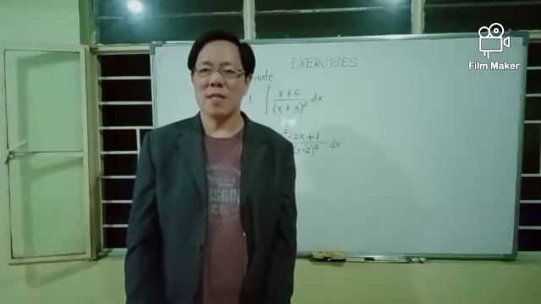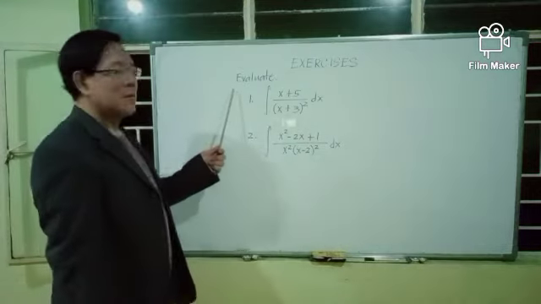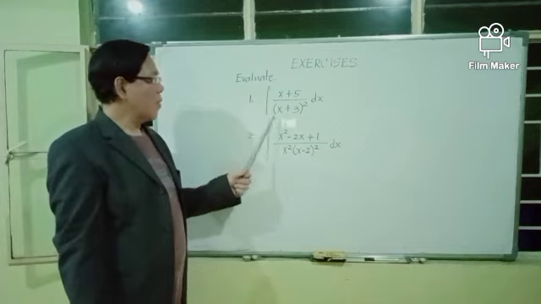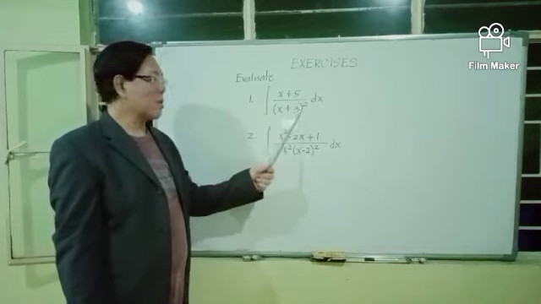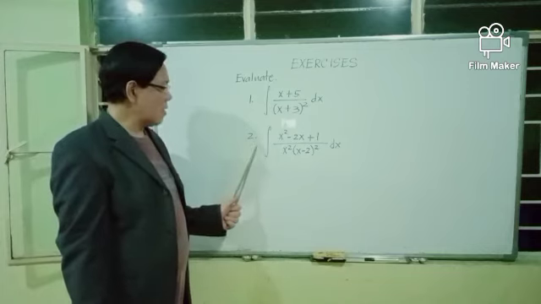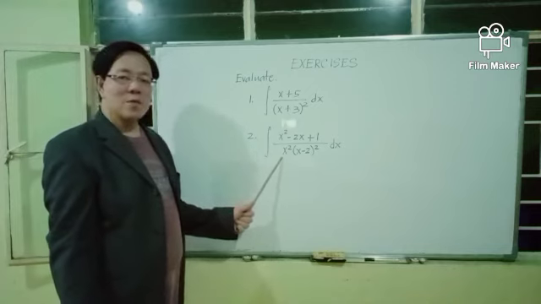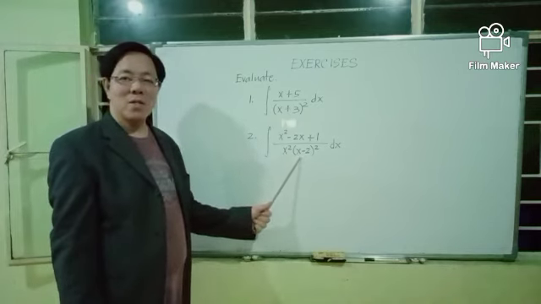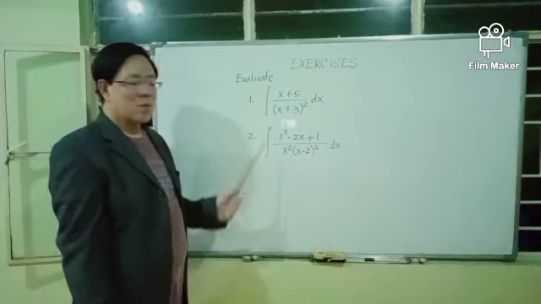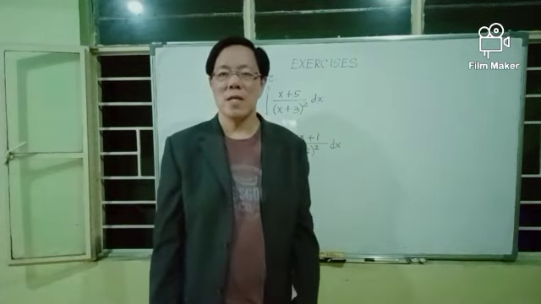For your exercise and assignment, please try the following problems. Evaluate number 1, integral of x plus 5 over x plus 3 squared with respect to x. Number 2, integral of x squared minus 2x plus 1 all over x squared multiplied by x minus 2 squared with respect to x. In both of these problems, you will use integration by partial fraction, case 2.